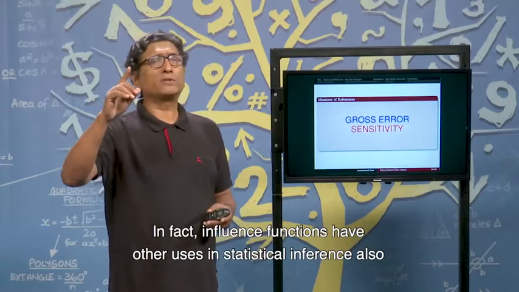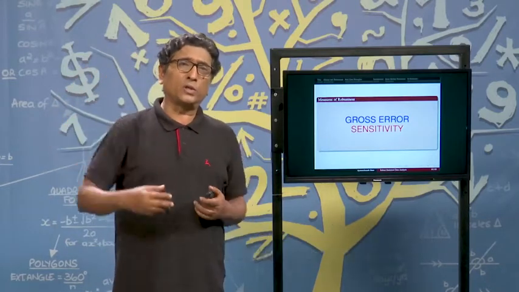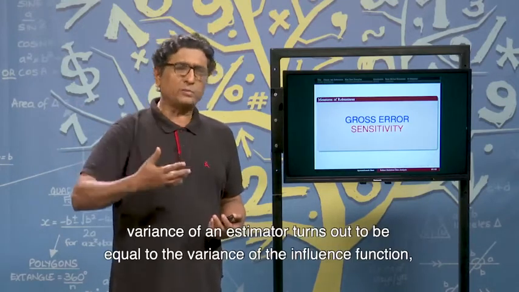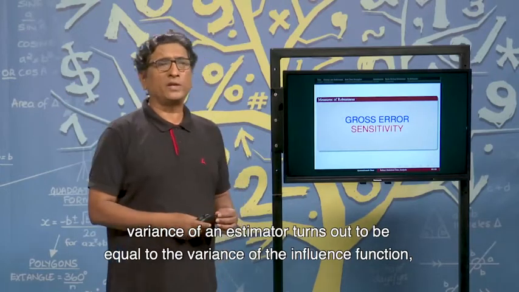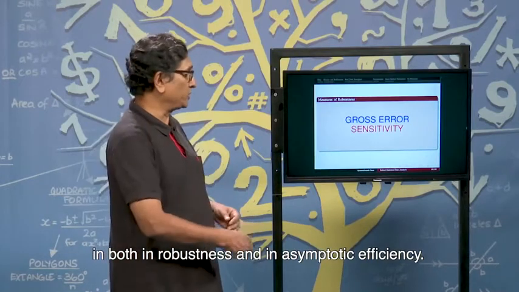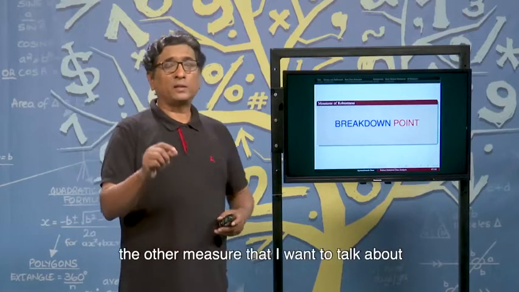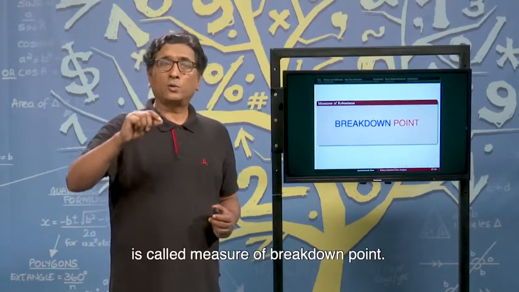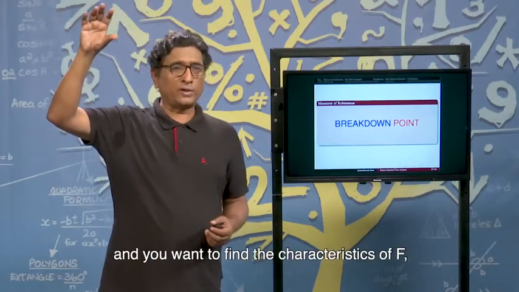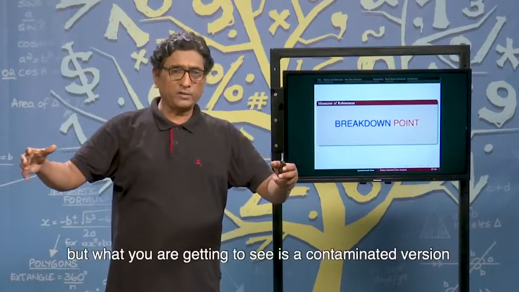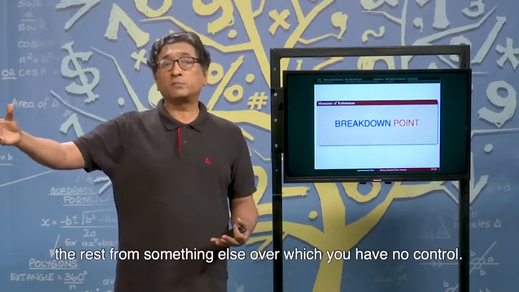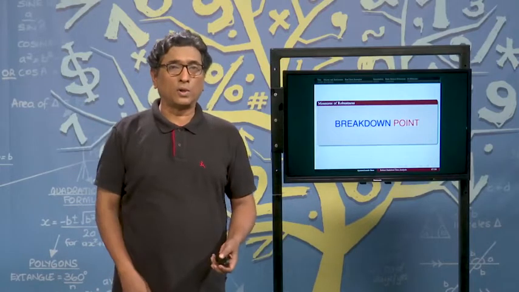In fact, influence functions have other uses in statistical inference also, in the sense that the asymptotic variance of an estimator turns out to be equal to the variance of the influence function. So, it has a dual role, both in robustness and asymptotic efficiency. And finally, the other measure that I want to talk about is called the breakdown point. So, you have some distribution F and you want to find the characteristics of F, but what you are getting to see is a contaminated version where 1 minus epsilon proportion is coming from F, the rest from something else over which you have no control.